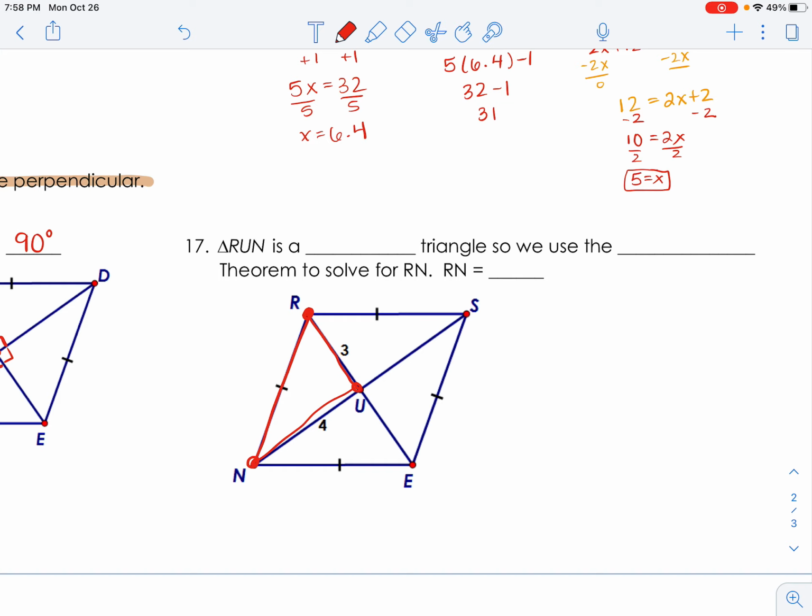Well, think about the property we're using, right? Because it's a rhombus, its diagonals are perpendicular, so we have a right angle. So this is a right triangle. Since it's a right triangle, we use the blank theorem. What theorem did we just learn? That would be the Pythagorean theorem.